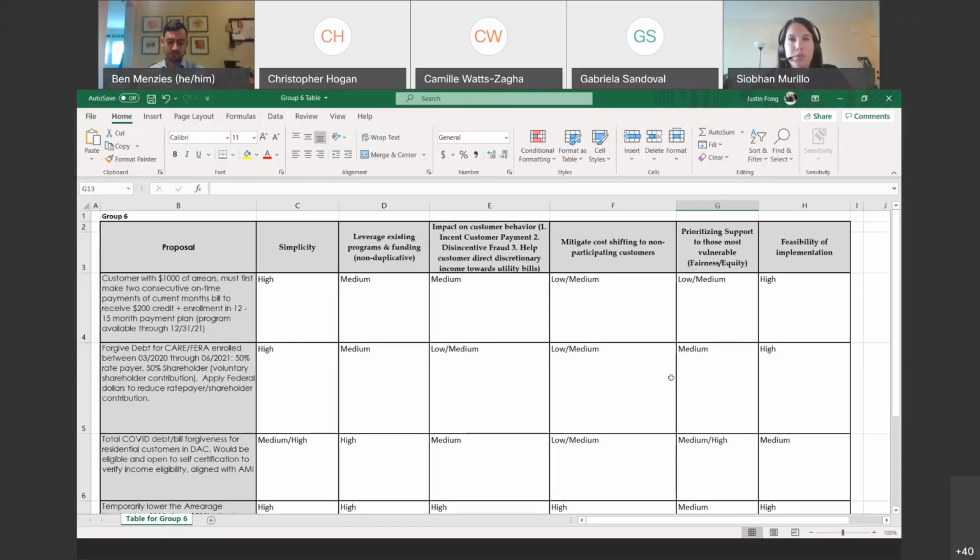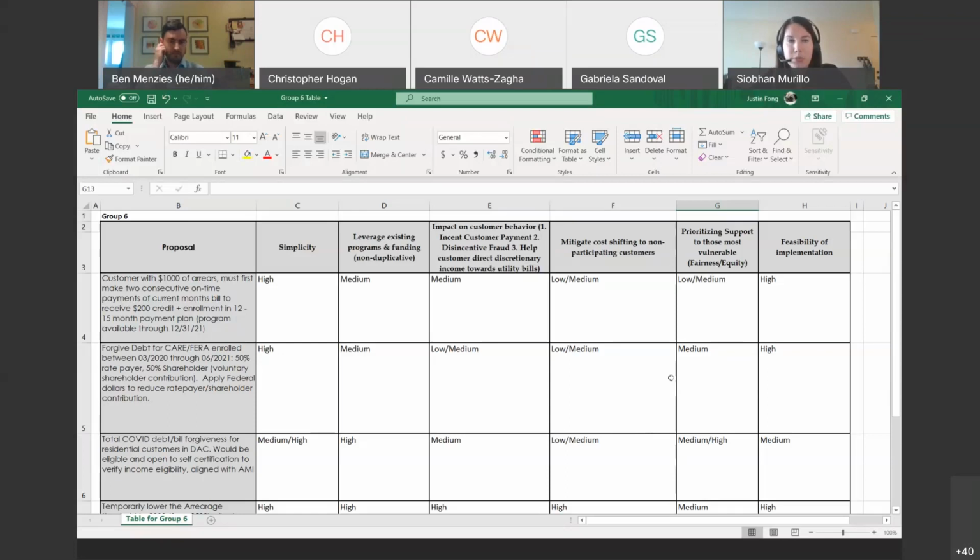Okay, and then a second proposal is TURN's to forgive the debt for care and fair customers enrolled during March 2020 to June 2021, or the COVID protections. This would be 50% ratepayer funded, 50% voluntary shareholder contribution, while also leveraging federal funds to reduce those contributions. This was also generally neutral across the board. We didn't really come to a consensus as to whether this would incentivize customer payment. Some stakeholders agreed, some disagreed. And then additionally, forgiving all of the debt would certainly impact rates from a cost recovery perspective.